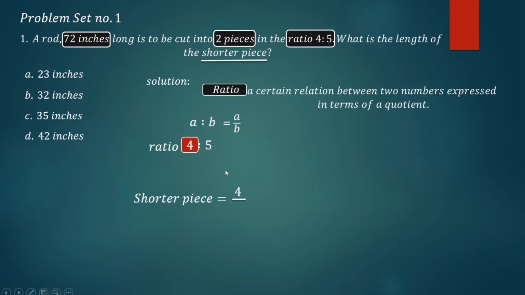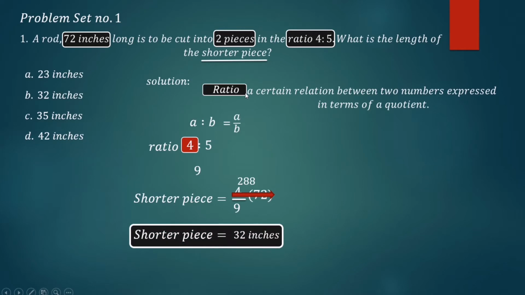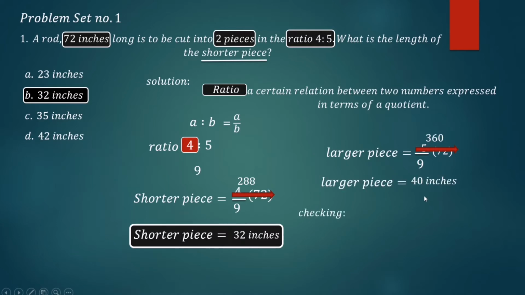Then, i-add natin yung numbers in the ratio, 4 plus 5, that is 9. Multiplied by the total length of this rod, that is 72. Then get the product, 288, divide by 9, that is 32 inches. Okay, ang sagot natin dyan is letter B. If we are asking for the larger piece, you can use 5 over 9 multiplied by 72. Then 5 times 72 is 360, divide by 9 is 40 inches.